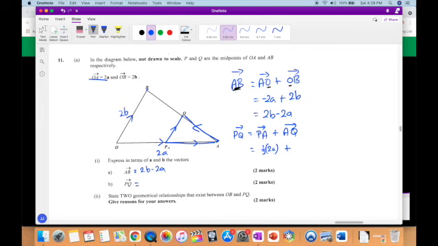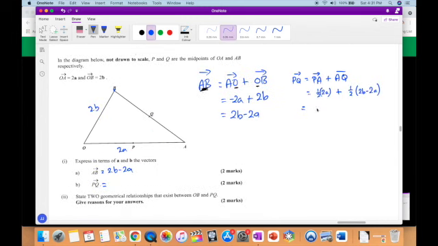But we saw that AB is 2B minus 2A. So therefore AQ, we know that Q is the midpoint, so that'll be a half of 2B minus 2A. You're okay so far, Scotia? Yeah. Alright. So at the end of the day, these twos will cancel. This half will cancel with the 2, so I'll be left with B minus A. So therefore, PQ is actually just simply B.